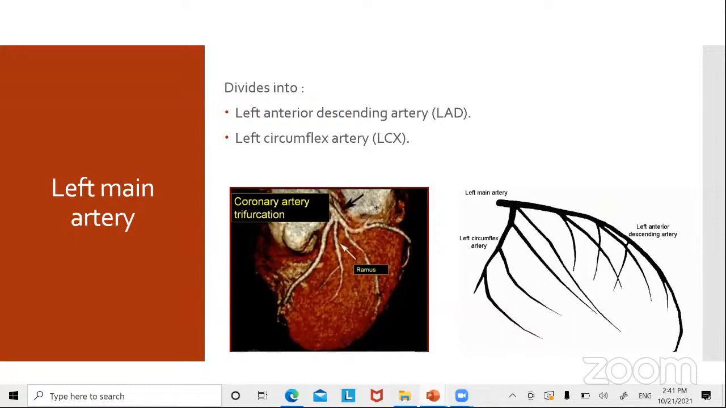On some occasions, instead of bifurcating into two, it trifurcates into three vessels: the LAD, the left circ, and the ramus. The ramus intermedius occurs in around 10 to 30% of the population and is considered a normal variant. It generally goes in the angle between the LAD and the left circ. It may behave like either a large OM or a diagonal branch, and it supplies the lateral free wall of the left ventricle.